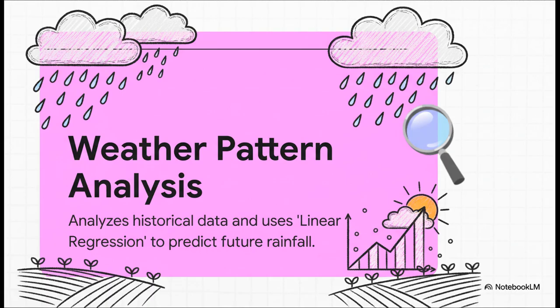And, of course, you have to tackle the biggest wild card of them all, the weather. This uses a model that's basically a fancy way of saying it looks at all the past weather data, finds the trend, and makes a really educated guess about what's coming next, specifically for rainfall. It's not a crystal ball, for sure, but it gives the farmer a huge statistical advantage when they're planning ahead.